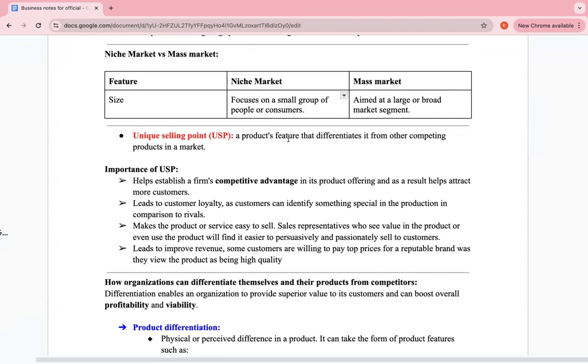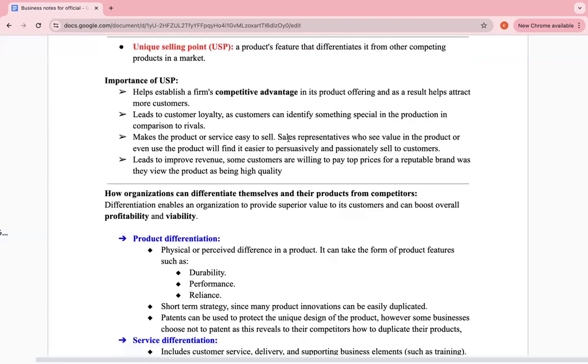So what is a unique selling point? Again, unique selling point is extremely important, especially for paper one in 2023. We're talking about Bond's unique selling point, let's say. So whenever you're analyzing a business, you always need to find the unique selling point. It's a product feature that differentiates it from other competing products in the market. So again, what makes this product different? What makes it stand out in the market? What makes customers choose this product rather than other competing products in the market? Okay, so keep that in mind.